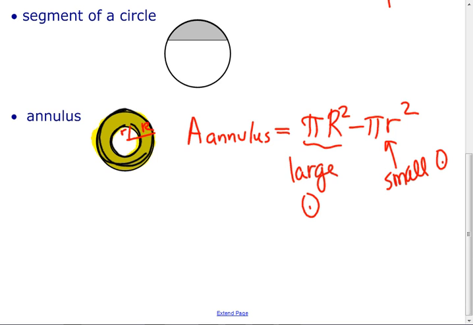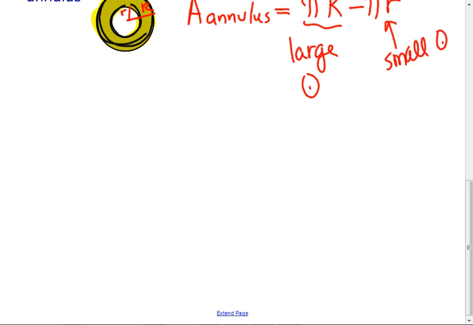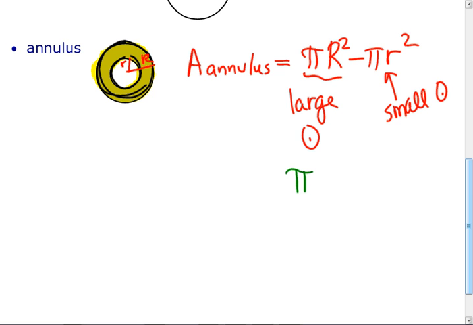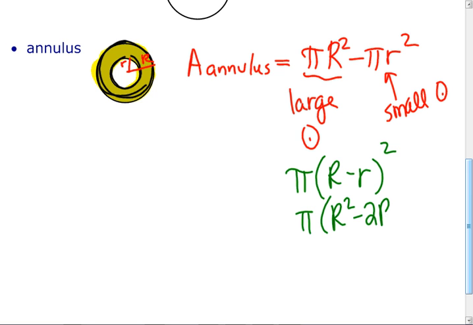Is that the same as this? Pi times R minus little r, squared. No, it's not. Guess what many students do in calculus? We use this, but they want to go to this. It's usually easier to deal with. But if I wanted to do this, this would be pi times capital R squared minus 2 capital R little r plus little r squared.